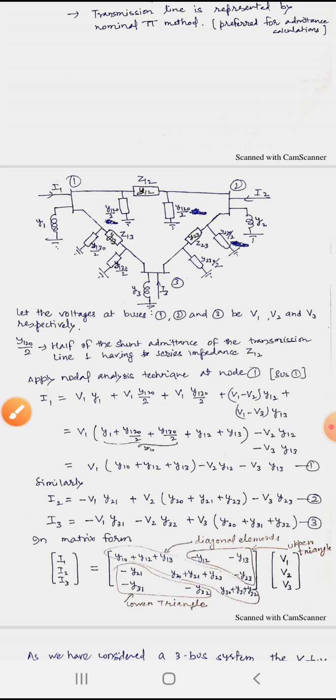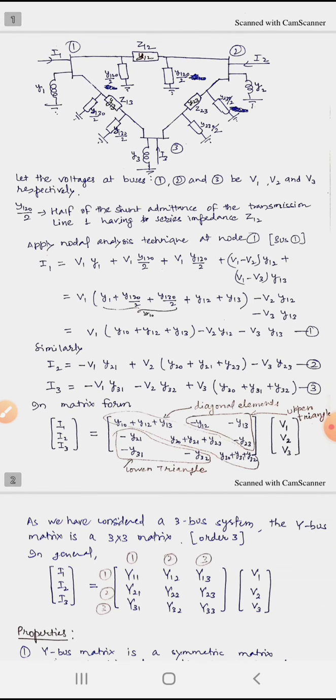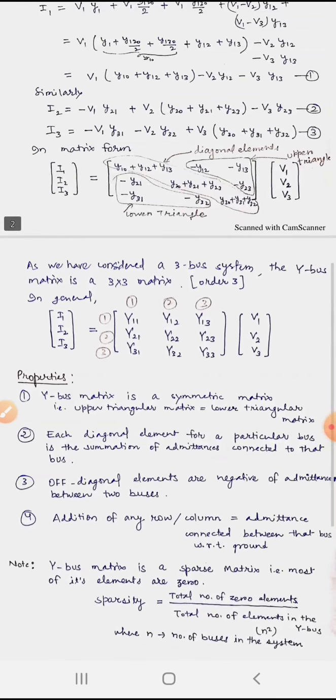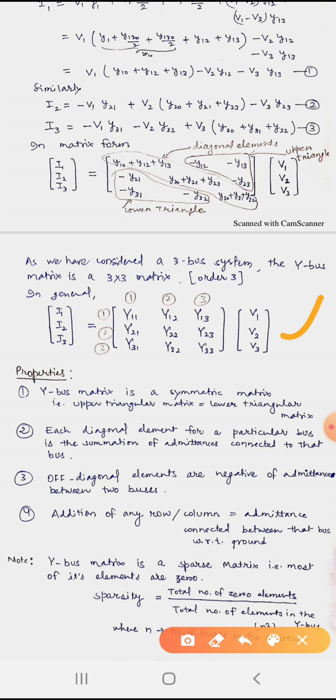So this is how we get the diagonal elements, and the off diagonal elements, upper triangle and lower triangle, are there. You can see the symmetry in the elements. As we have considered the 3 bus system, the Y bus matrix, the admittance matrix, is a 3 by 3 matrix. That means the order is 3. So in general, we can write like this. I1, I2, I3 is equal to Y11, Y12, Y13, Y21, Y22, Y23, Y31, Y32, Y33, and then a voltage vector.